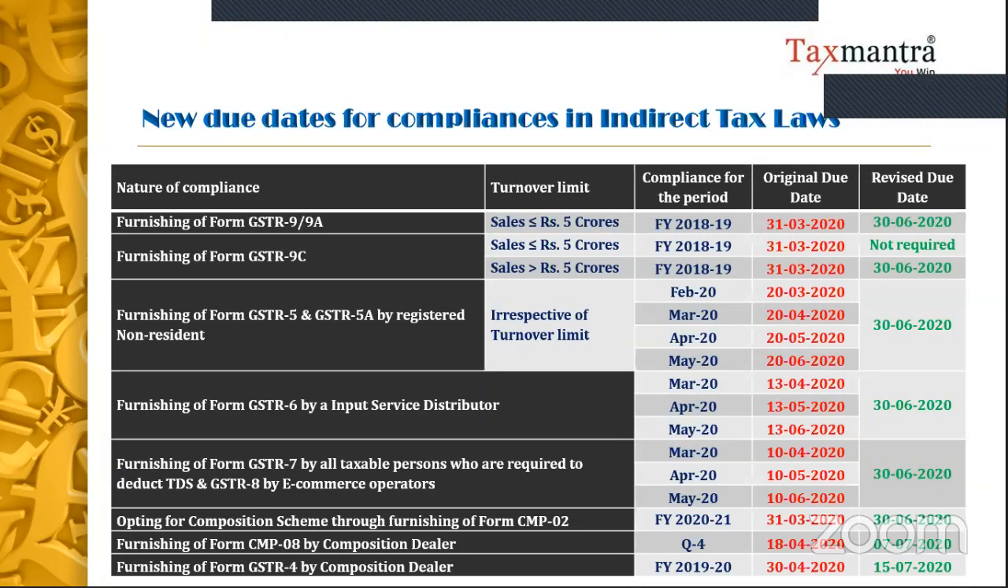Furnishing of Form CMP 08, that is done by the composition dealer. Earlier, it was known as GSTR 4, now it is known as the CMP 08 return. For the quarterly return for the fourth quarter, the due date was 18th of April. Now it has been extended to the 7th of July. Similarly, GSTR 4 for the financial year 19-20, the earlier due date was 30th of April, has been extended to the 15th of July.